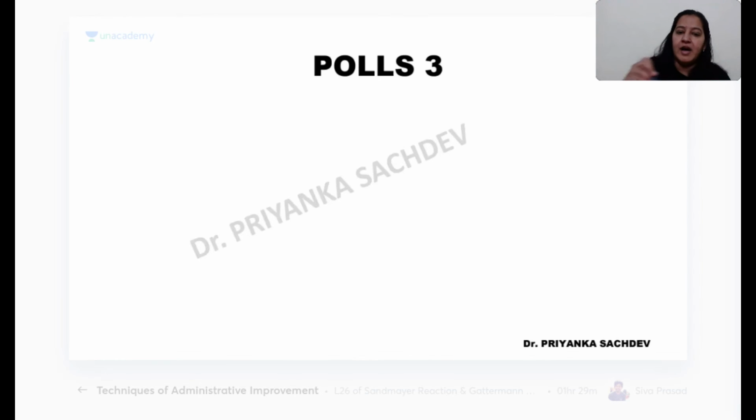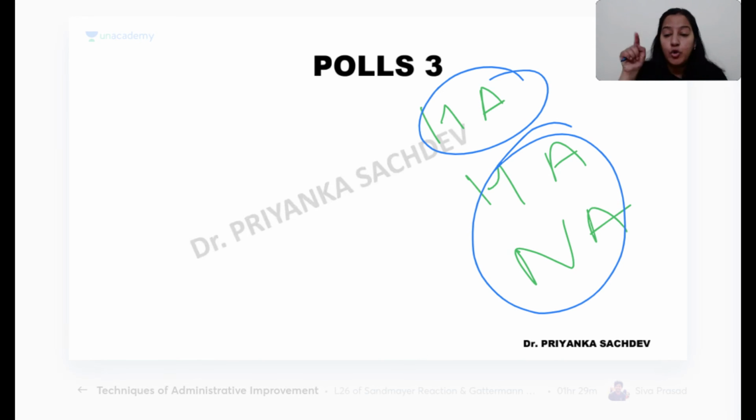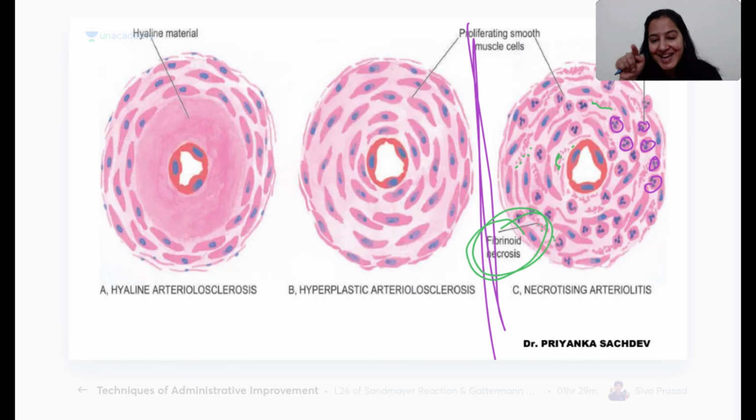The 3 terminologies you have to learn: hyaline arteriosclerosis, hyperplastic arteriosclerosis, necrotizing arteriolitis. The first one is in benign hypertension, the rest 2 are in malignant hypertension. And if you are a second prof student, you should be able to draw these 3 diagrams for paper 2 of pathology. It is a very important 5-mark or 3-mark question which comes in your exam. So you should be able to draw this with your pink, purple and lilac pencil.